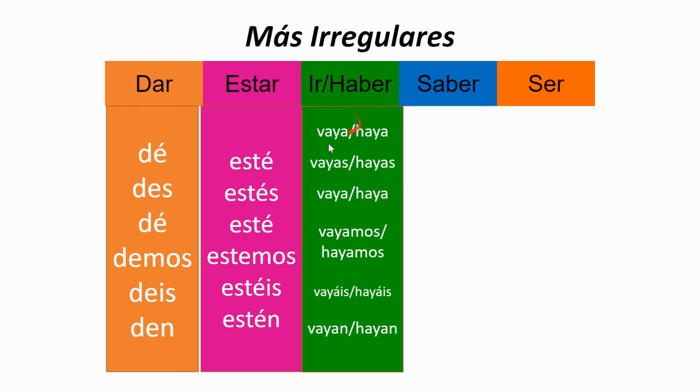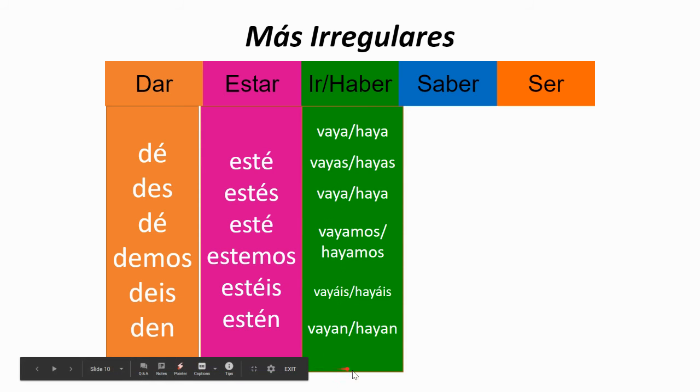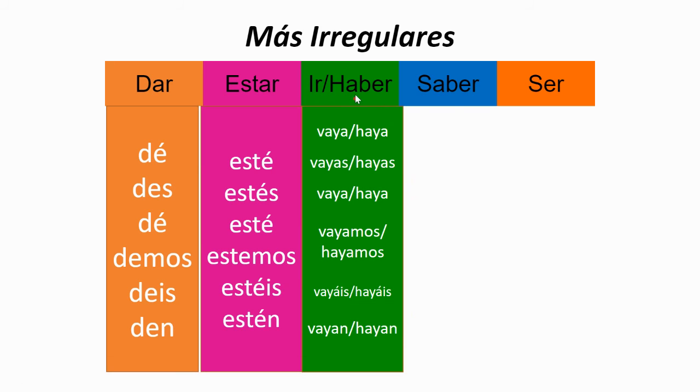You're going to see these together, not because they have similar meaning, but simply because they have similar conjugation. If you can conjugate ir, then you can conjugate haber. Haya, vaya, vayas, hayas, vaya, haya. You see the pattern here. Simply the duplication without the V. Instead, we have an H. Accents in the vosotros form. Ir, to go. Haber, another form of to be.